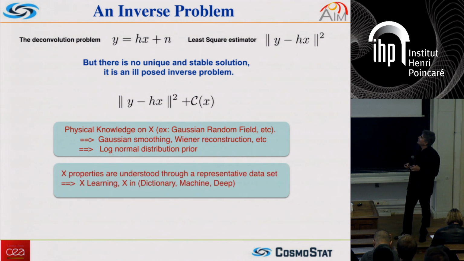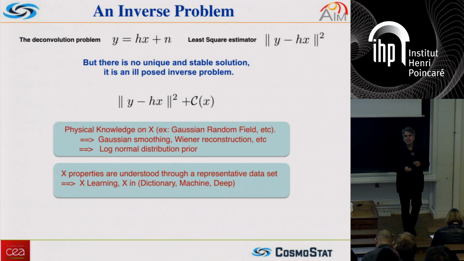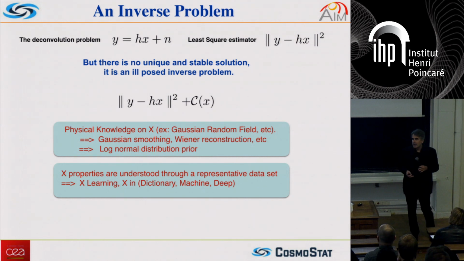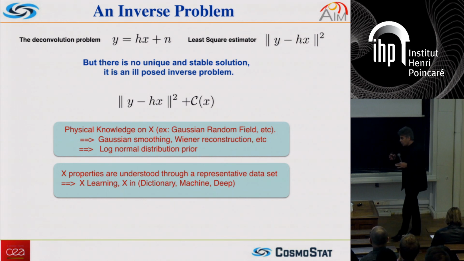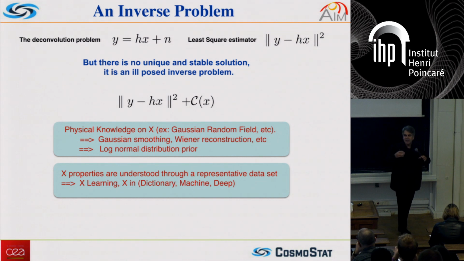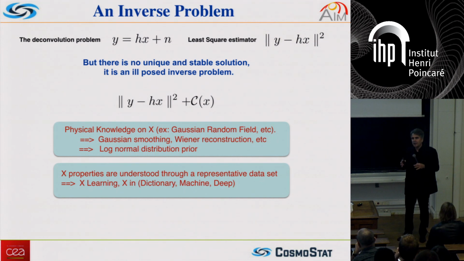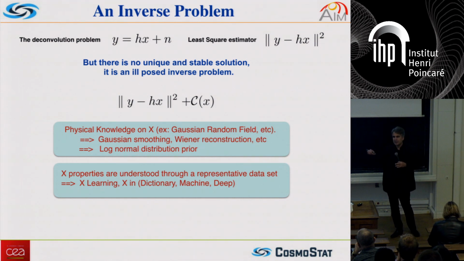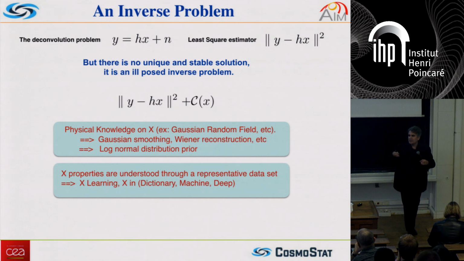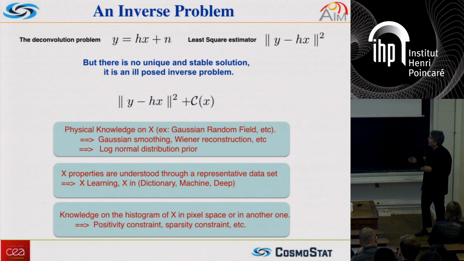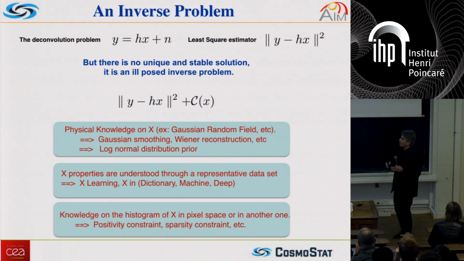So the second approach is what you call learning X. It can be dictionary learning, it can be machine learning, it can be deep learning. And here is another way to consider the knowledge: you consider the knowledge through a set of training data. So you assume that you have a training data set which is representative of your data, and you try to capture the knowledge of the data from the training data set. And if you do that, then you arrive at these deep learning techniques, and then you can find a way to regularize your problem.